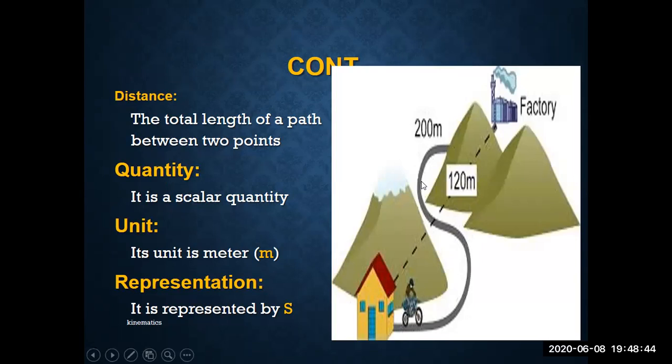So this 200 meters without any direction is basically distance. But if he moves directly from the house to the factory, it will be a different quantity, which we will discuss in the next slide. So it is a scalar quantity. This is the nature. What is the unit? The unit of distance is meter. How is it represented? It is represented by s. These are the main steps which, if you follow, you will clearly understand what distance is. Scalar quantity, unit is meter. It is the total length between the two points, and it is represented by s. There is no arrow over s.